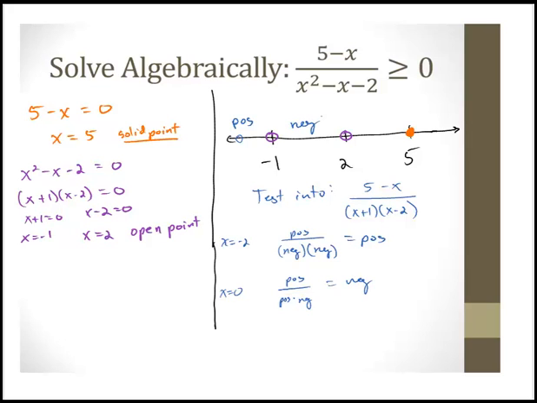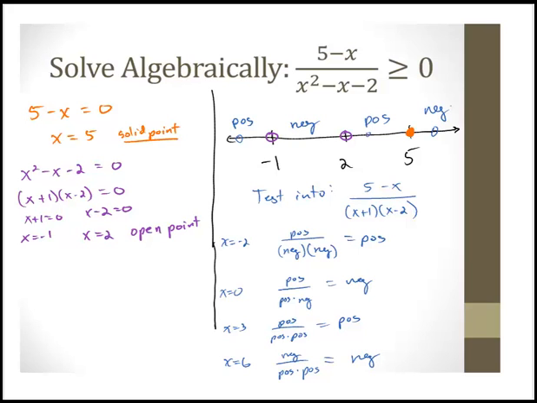Let me test between 2 and 5. How about I test x equals 3? Testing x equals 3, I would have 5 minus 3, which is positive, over 3 plus 1, which is positive, times 3 minus 2, which is positive. All positive, so that's positive. And how about x equals 6? Testing x equals 6, 5 minus 6 is negative, over 6 plus 1 is positive, 6 minus 2 is positive. Negative over a positive is negative.